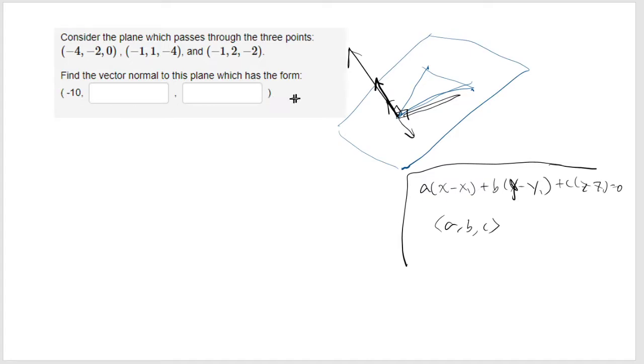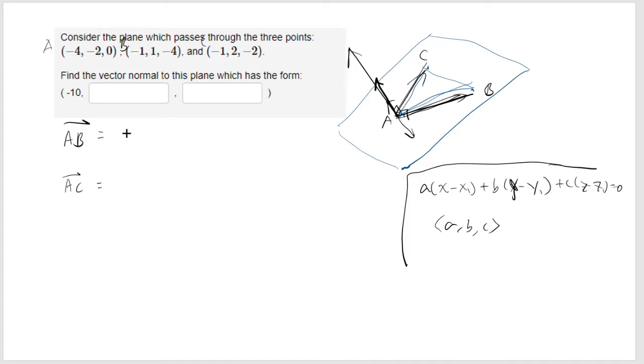Just to answer this question, what do we do? Well, since this vector has to be perpendicular to any of these vectors, let's just call these points A, B, and C. Then this vector has to be perpendicular to vector AB and also AC. So let's look at vector AB and AC.